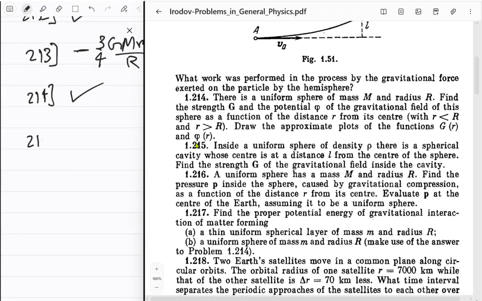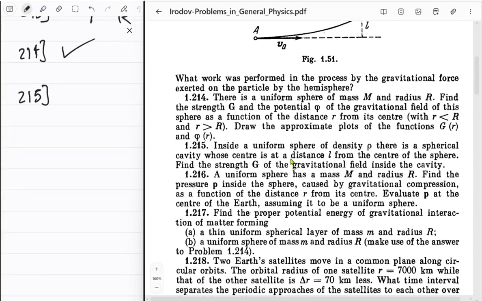215. Inside a uniform sphere of density rho, there is a spherical cavity whose center is at distance L from the center of the sphere. Have I seen this question many times before? Yes. So you got a uniform sphere, a spherical cavity whose center is at distance L from the center of the sphere. Find the strength g of the gravitational field inside the cavity.